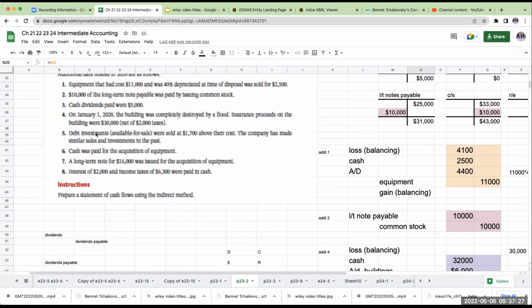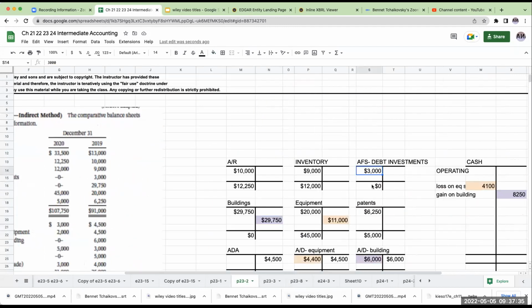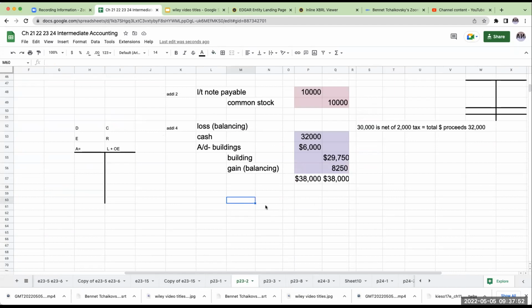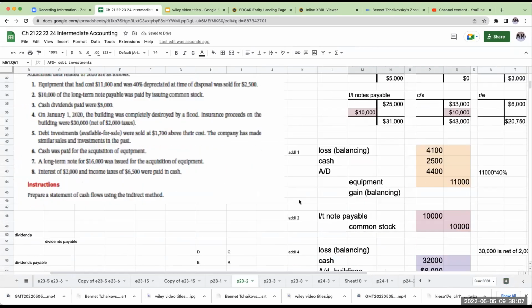Number 5, debt investments available for sale were sold at $1,700 above their cost. So available for sale debt investments went from 3,000 to 0. Based on what I'm seeing in here, this was probably our only sale. So our cost of these, assuming no fair market value adjustment, was $3,000. So if I sold these, okay, so I've got AFS debt investments for 3,000. Now I sold these for what amount above their cost? I sold these for 1,700 above their cost.